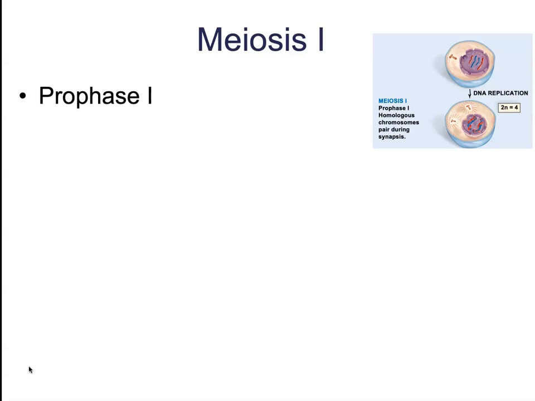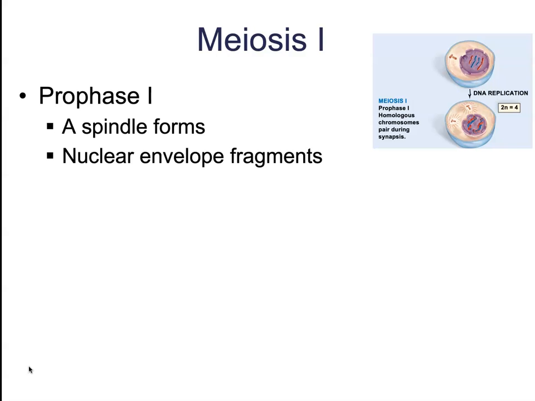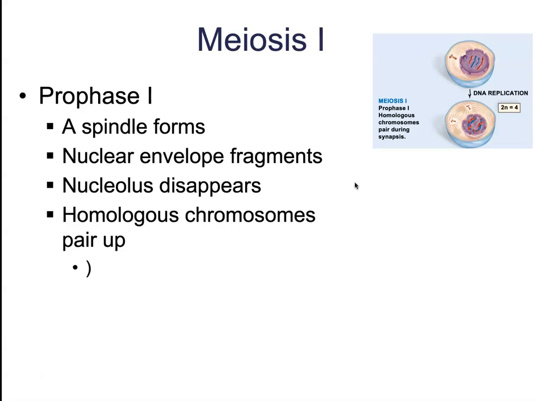In this very first stage, we're going to see the spindle form. The nuclear envelope is going to fragment, and the nucleolus is going to disappear. All of this is exactly what we saw in prophase of mitosis. We're going to see the spindles form, we're going to see the nuclear envelope dissolve, the chromatin is going to condense down. However, in prophase I of Meiosis I, we are going to see something a little bit different happen. We're going to see the homologous chromosomes start to pair up.